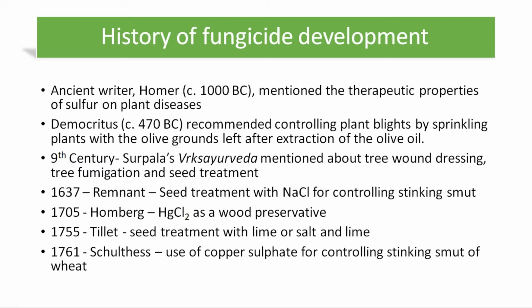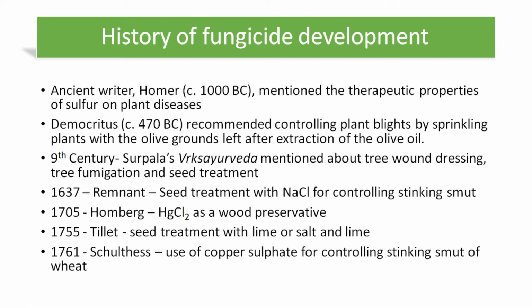Democritus, 470 BC, recommended controlling plant blights by sprinkling plants with the olive grounds left after extraction of the olive oil. So, it is a kind of use of botanicals, or plant extracts as we know them today, in the management of plant diseases. In the 9th century, Shurpal's Vrikshayurveda mentioned tree wound dressing, tree fumigation, and seed treatment. So, this is one Indian literature that mentions plant disease management.